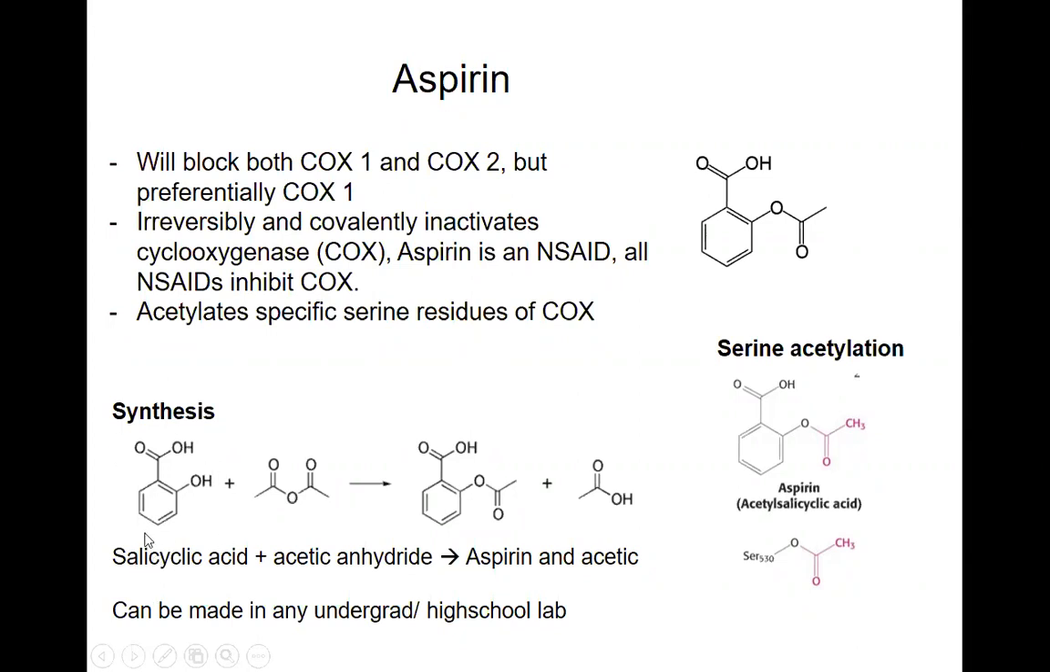But in the lab, you just take salicylic acid and acetic anhydride, and that makes you aspirin. It's really quick, easy, and cheap to make, which makes it a great medication because you can sell it for a lot of money. So pharmaceutical companies obviously like this. And what it does is acetylate a serine. It modifies the COX protein by putting an acetyl group on a serine in the active site of the COX protein.